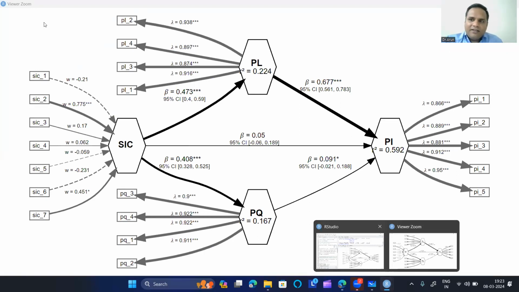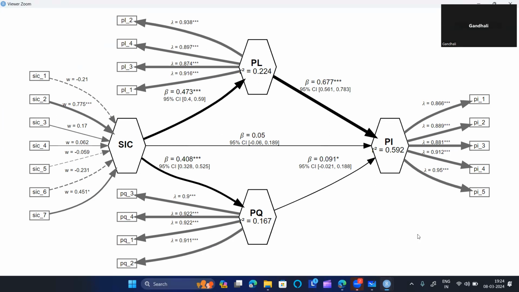Kiran is there. I'm forgetting the name of my friend who's from Kolhapur. Sorry, Abhishek. Who is that friend? Sir, I am Gandhali. Now, Gandhali, can you see the diagram before you? Yes, sir. Okay. So what do you find?